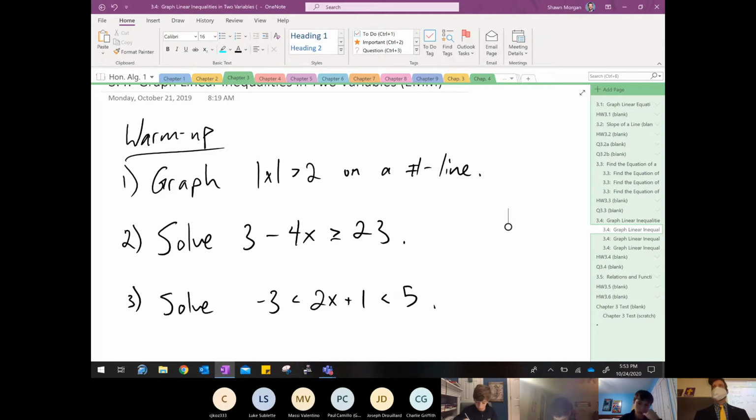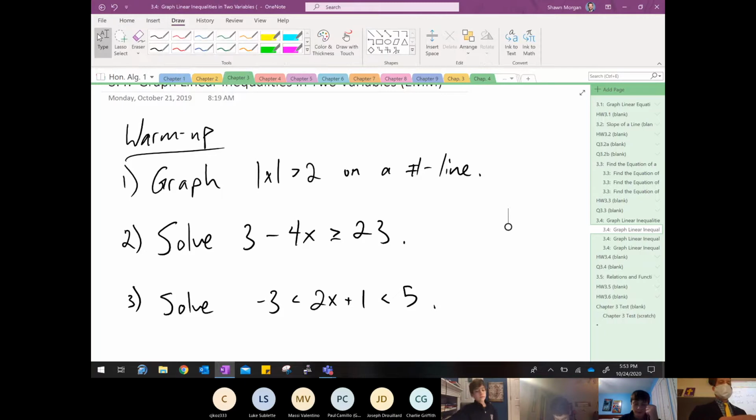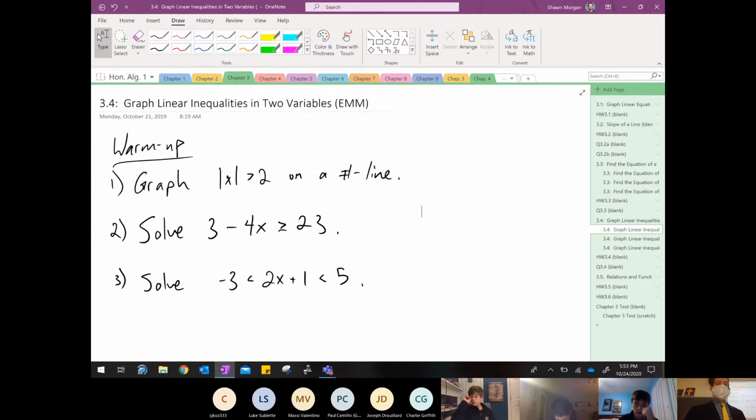All right, y'all ready? Grove, what'd you do on the first one? Absolute value of x is greater than 2. Graph that on a number line. How do I do that? On the first one, I subtracted 2 by 1. Why would you subtract 2 by 1? These are 1s. So that's absolute value. You know what absolute value is? We spent a whole section talking about it.